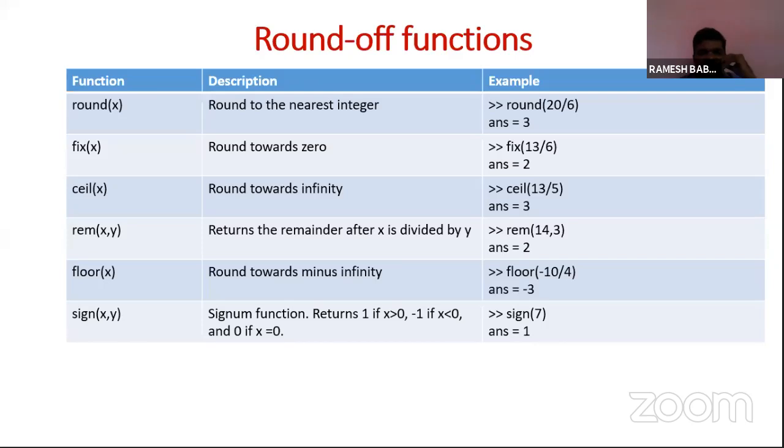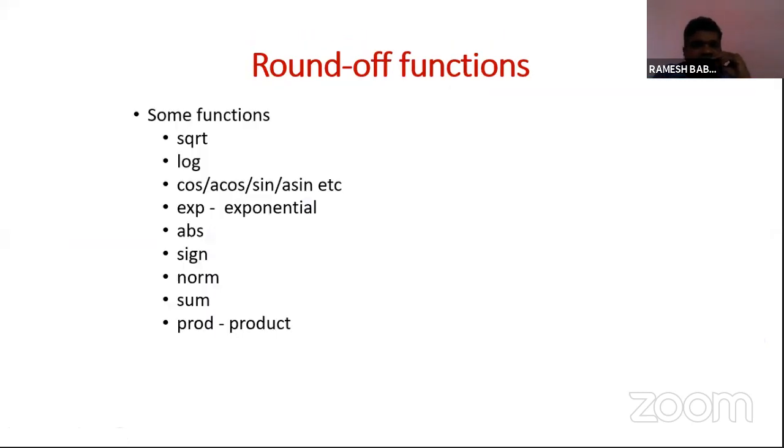The next one is floor x. This floor x goes towards the minus infinity side. And if you want to check the sign, we can use sign. It will show which sign is used here: 1 if x is greater than 0, minus 1 if it is, let us say, a minus sign, and 0 for the 0 value. These are the round-off functions.